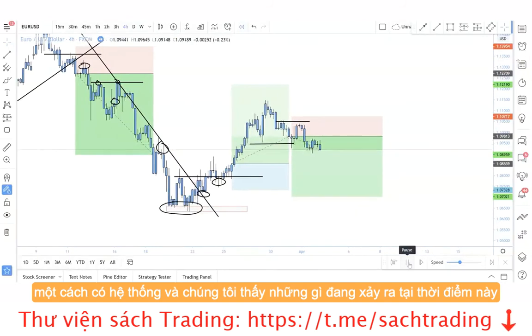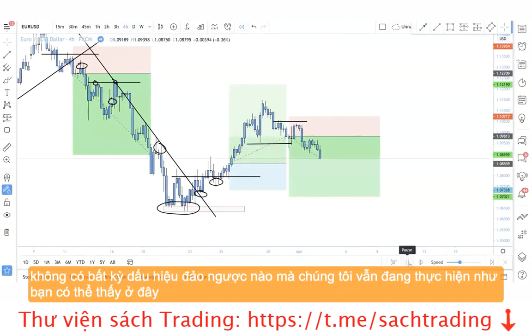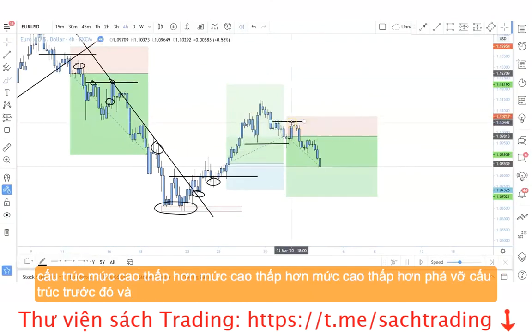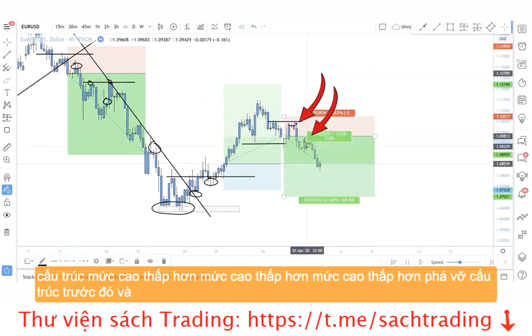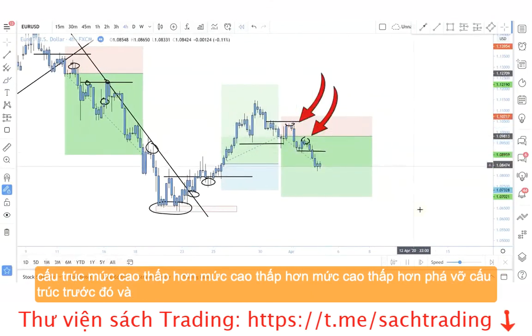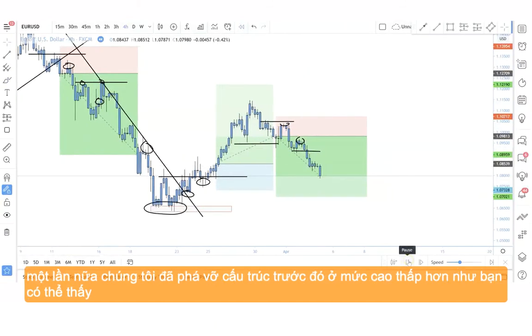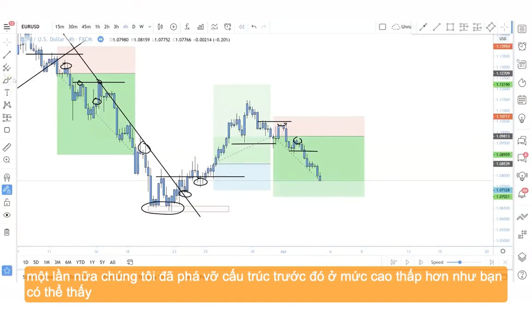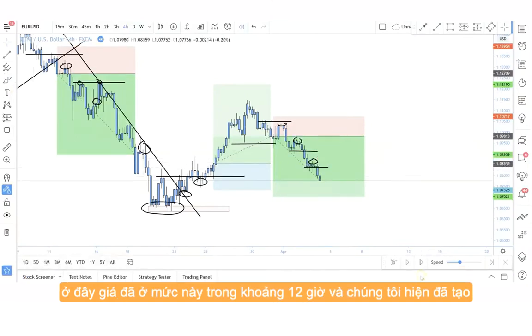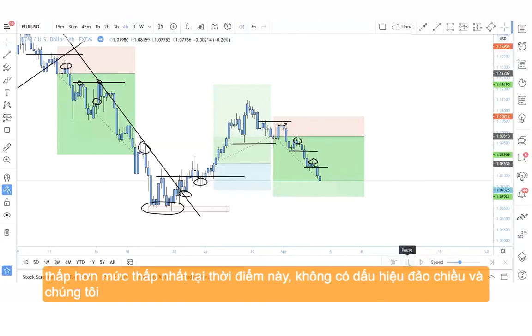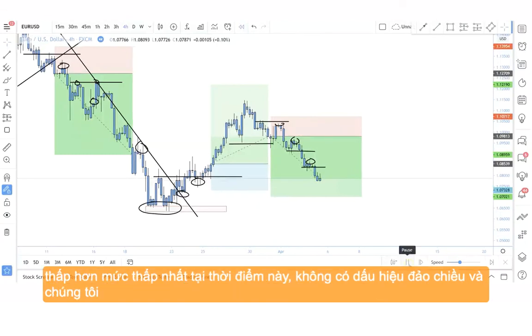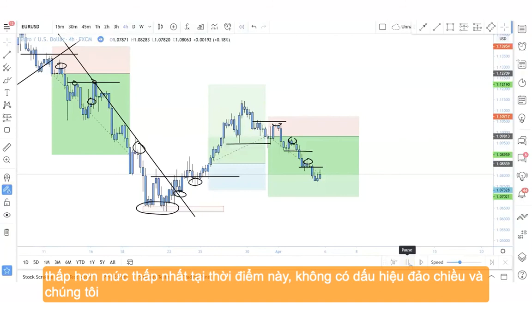At this moment in time, we don't have any signs of any reversals. We're still making, as you can see here, structural lower highs, breaking below previous structures, and now all we're expecting the market to do is continue pushing to the downside. Again, we've broken the previous structural lower high. As you can see here, price was sitting at this level for about 12 hours, and we've now made a new lower low. At this moment in time, there is no sign of a reversal.